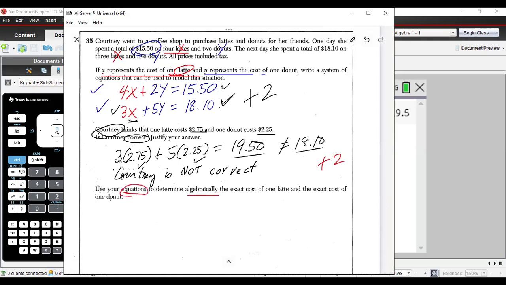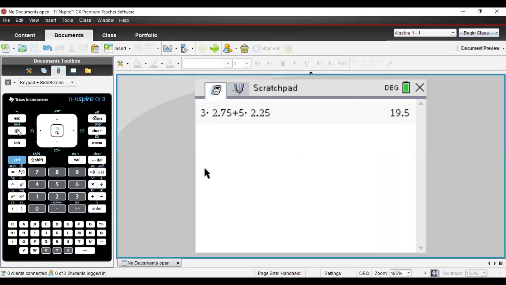Unfortunately, we didn't get a chance to cover systems of equations, solving them algebraically. So what I want you guys to do is we're going to solve it graphically by just using the graphing calculator. We're going to put these two equations in, and we're going to find the intersection. Once we find the intersection, that's going to give us the X and Y coordinate, which is going to be the latte price and the donut price. So let's do that.